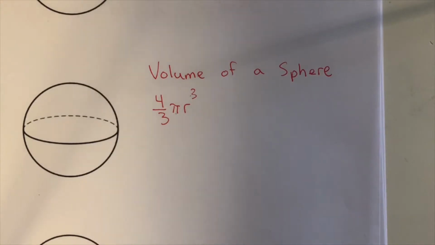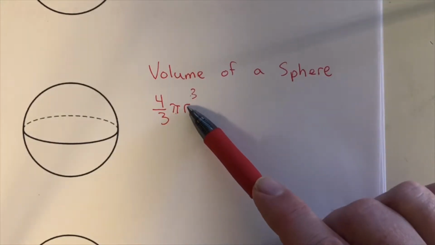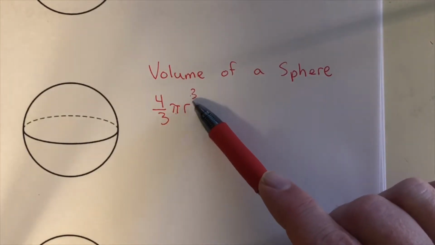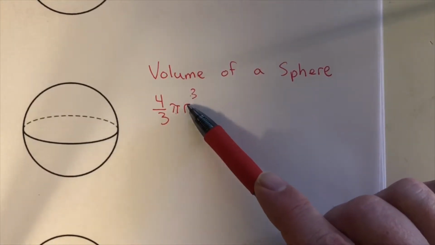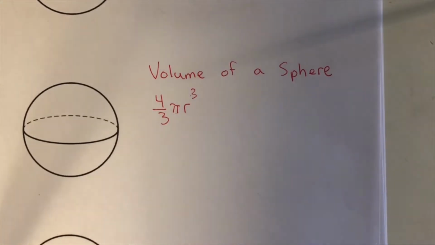So keep that in mind when you are taking your radius, that you have to multiply it by itself 3 times, unless you have a scientific calculator and you're taking r to the power of 3. Just keep that in mind when you're doing your volumes today.